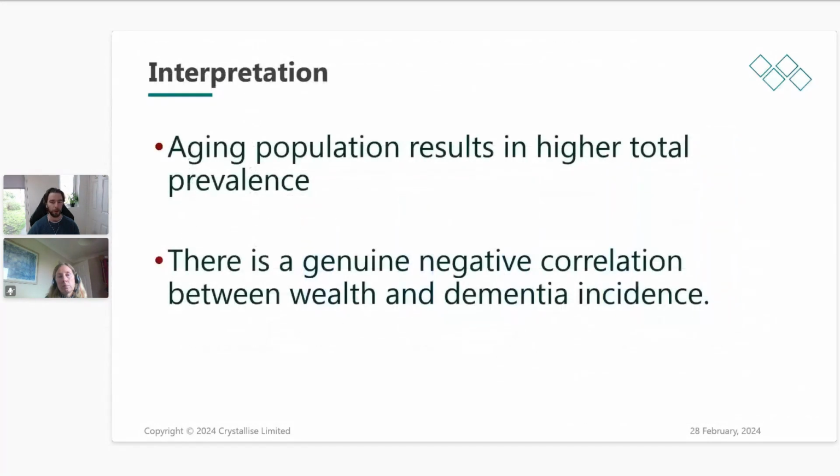So again, how do we interpret this information? Well, we know fairly clearly from the age profile that as the population ages, so too will the prevalence rate, or the total prevalence, increase. And there is in fact a genuine negative correlation between wealth and dementia incidence. So the wealthier you are, the less likely you are to have dementia.